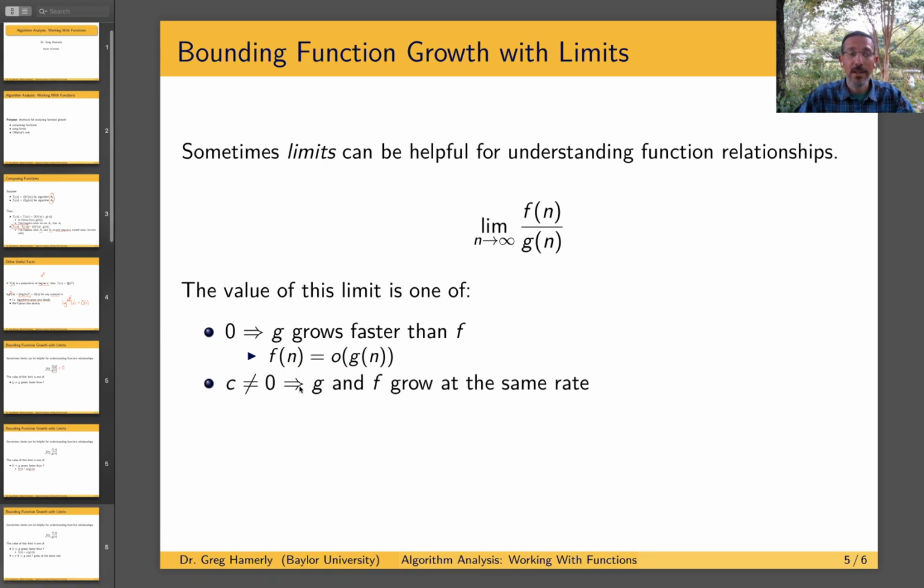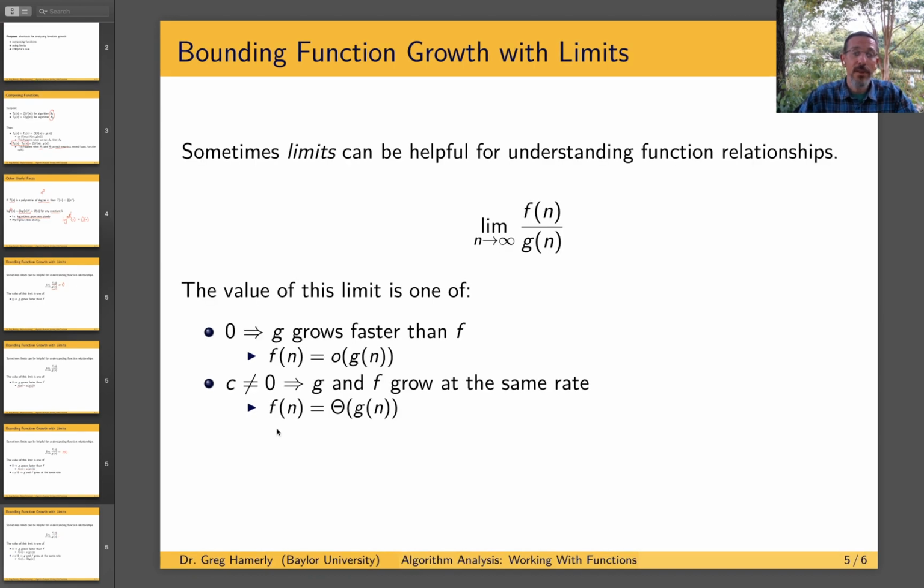Another category might be that it's equal to some constant c, which is not 0, like 5 or 10 or 100. Okay, if the limit as n goes to infinity is equal to, say, 100, that means that f is growing at a rate that's 100 times g, but that 100 times is constant, and we ignore constant differences when we're doing analysis. So what that means is that f of n and g of n are growing at the same rate, which means that f of n is equal to big theta of g of n.